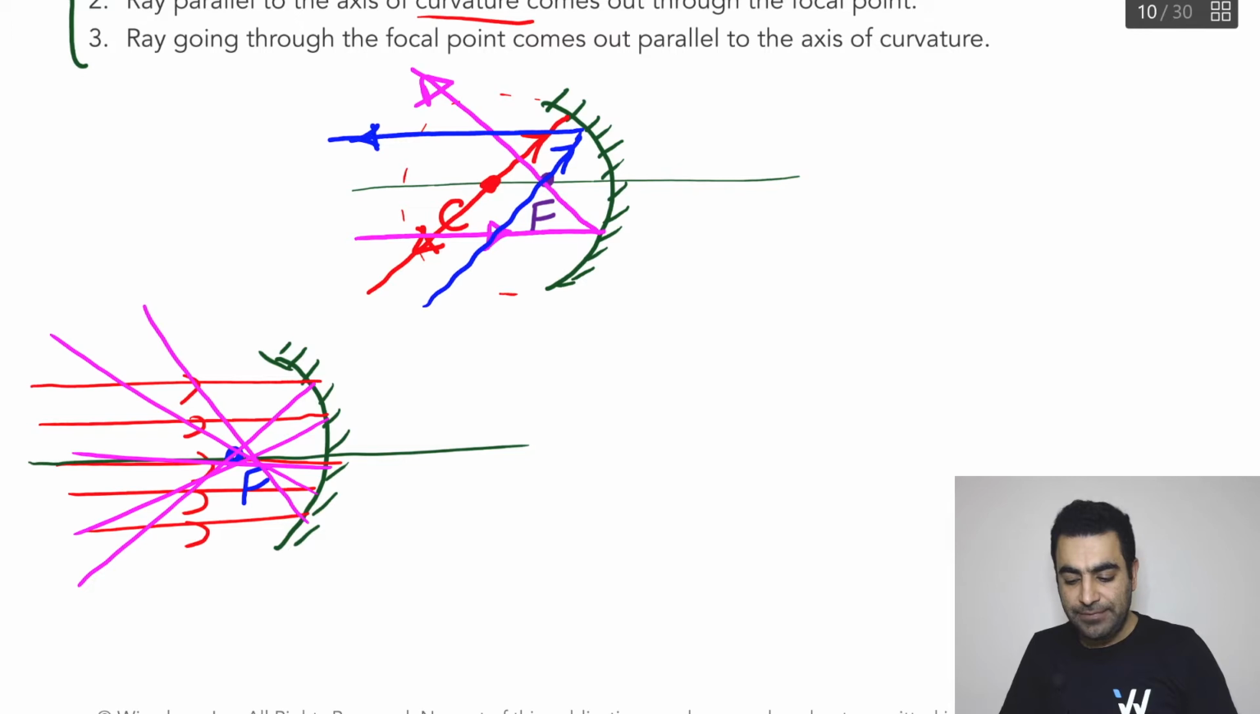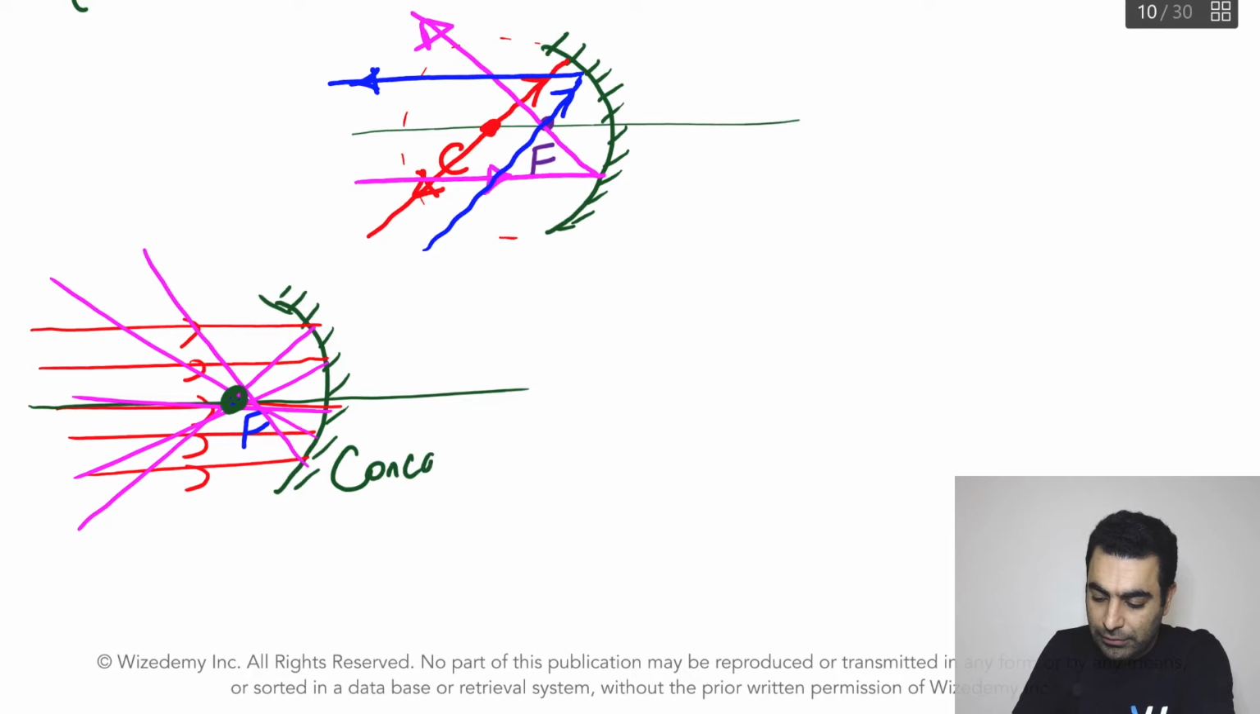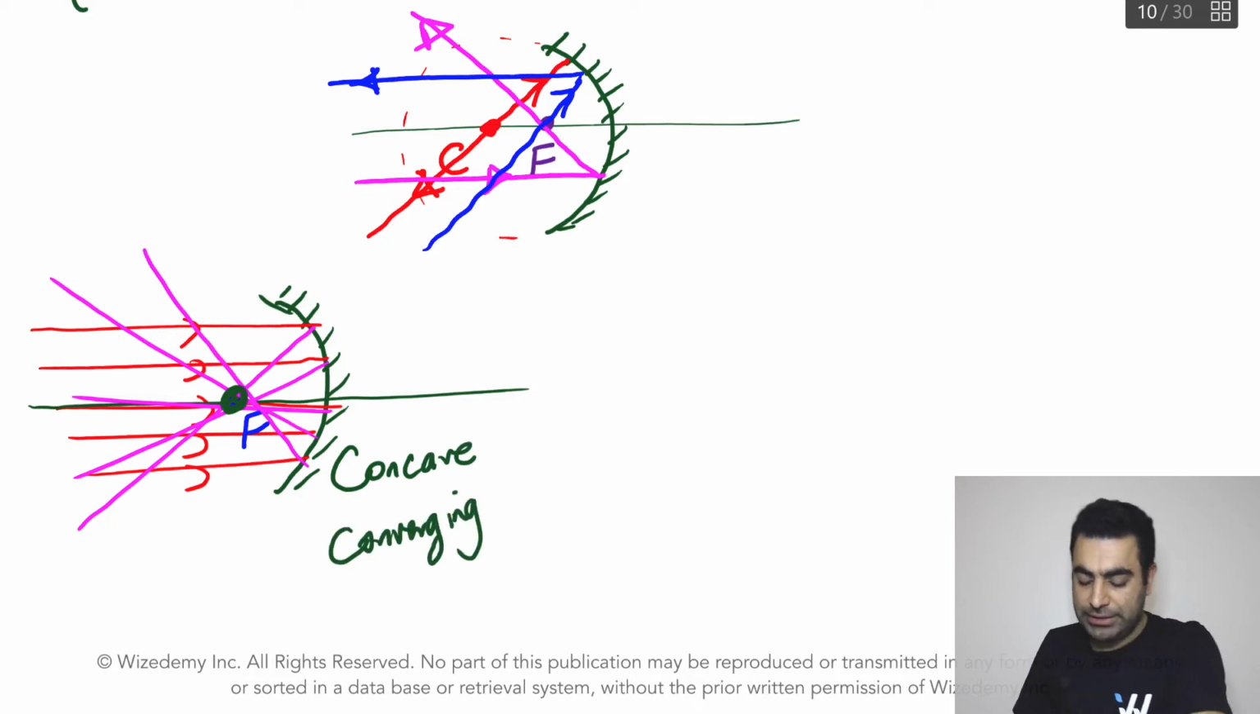So as you can see, all these lights are going to converge into the point F, the focal point. That's the actual property of this type of mirror, which is concave, or converging, mirrors. Now let's look at the convex mirror.